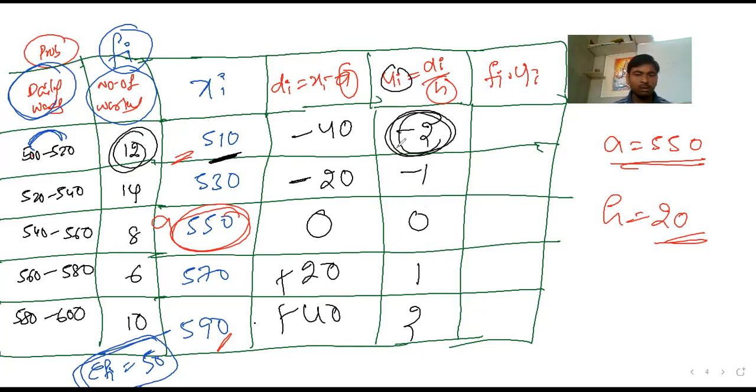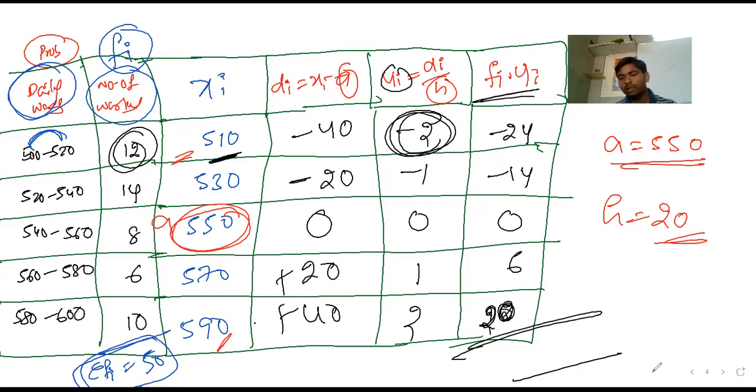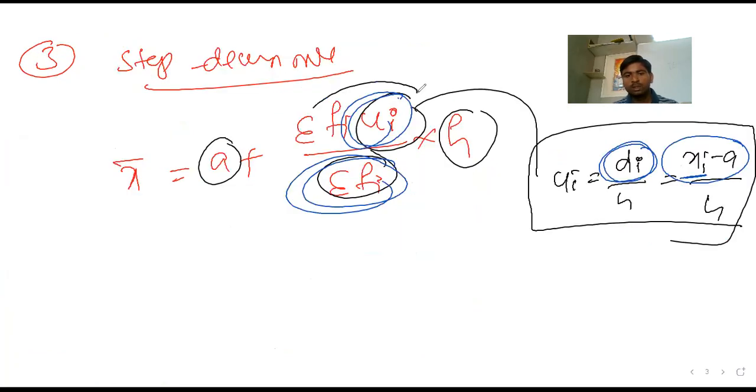So you please start working. How much is it? Minus 24, minus 14, because it is a 0. Next, 1 into 6, 6. 10 to the 20, I think so. The answer is 20. So fi ui, you know. What do you want? Sigma fi ui is required, because the formula is sigma fi ui.